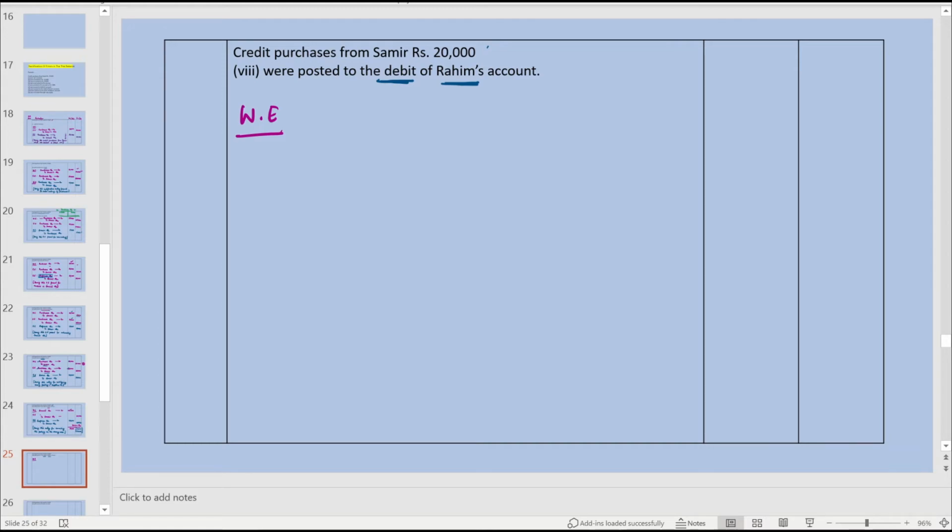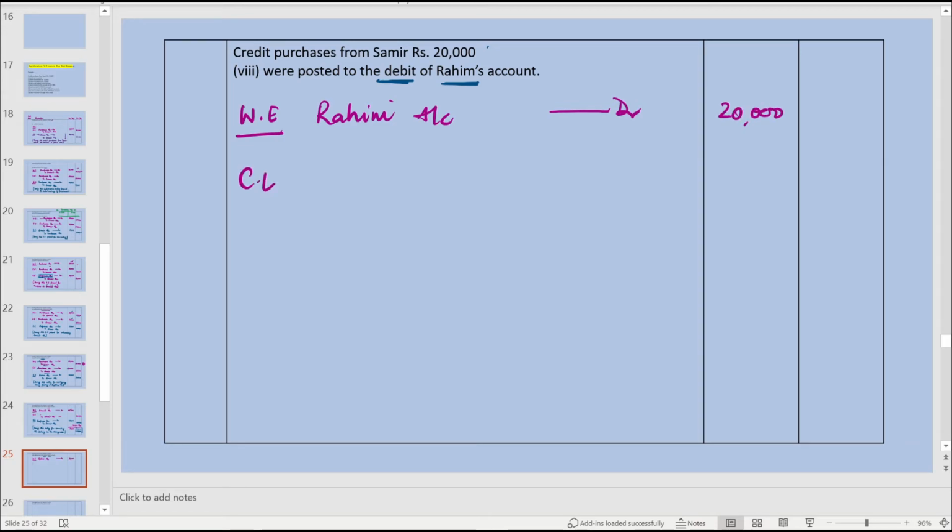Okay, so how do we pass this? What wrong entry have they done? They have debited, so let's say Rahim's account. Let me write it nicely. So they'll say Rahim account, they have done debit with 20,000.